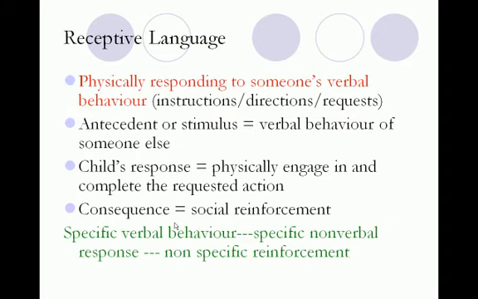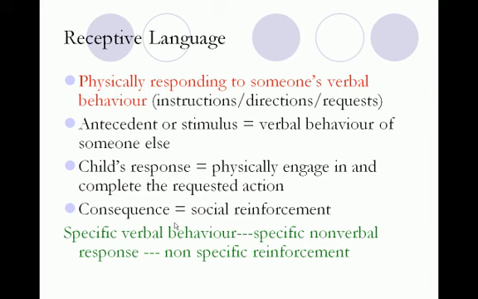Okay, receptive language. This is probably one of the more well-known verbal operants because it does fit in line with any kind of speech therapy model or traditional language instruction. Receptive language is simply physically responding to someone's verbal behavior, such as instructions, directions, or requests. The antecedent or stimulus is verbal behavior of someone else, and the child's response is physically engaging in and completing the requested action, like, go get your coat. They walk off and get their coat. The consequence is social reinforcement. Good, you did get your coat.